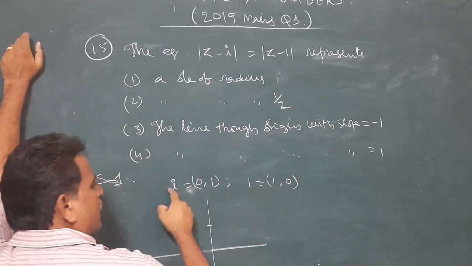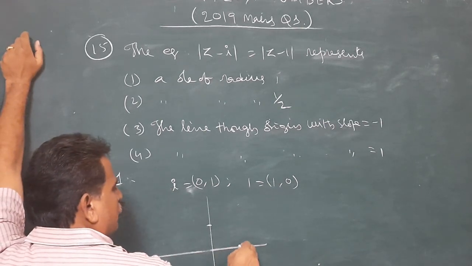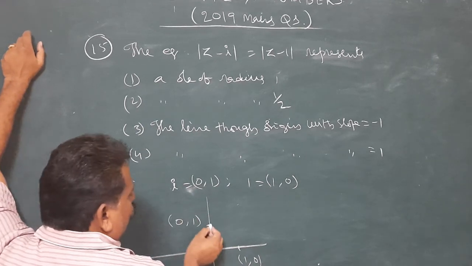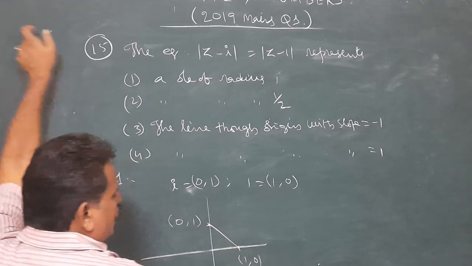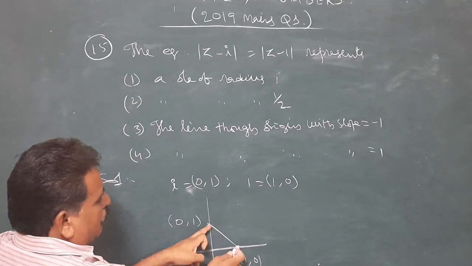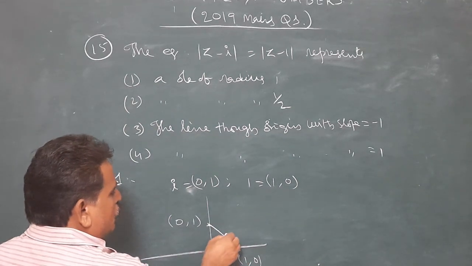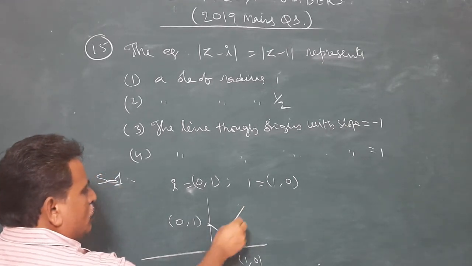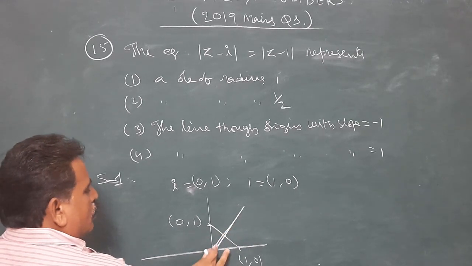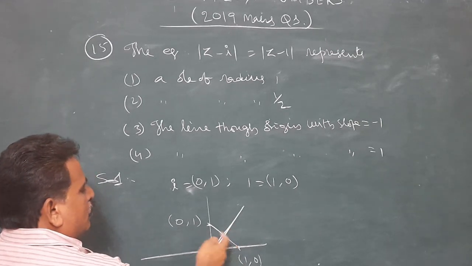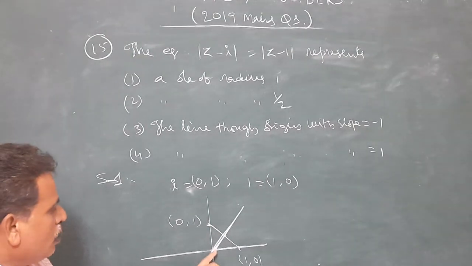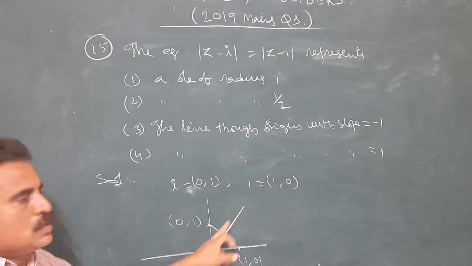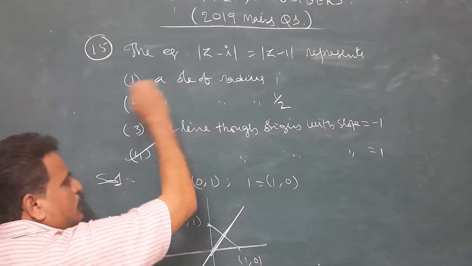It is a complex number. This is (1, 0) and this is (0, 1). Now, the perpendicular bisector of these two means perpendicular to this and passing through the midpoint. Midpoint is (1 by 2, 1 by 2). Perpendicular to this and passing through this, that line is the perpendicular bisector of these two, passing through origin, and slope is 1. That's why the fourth option is the right answer.